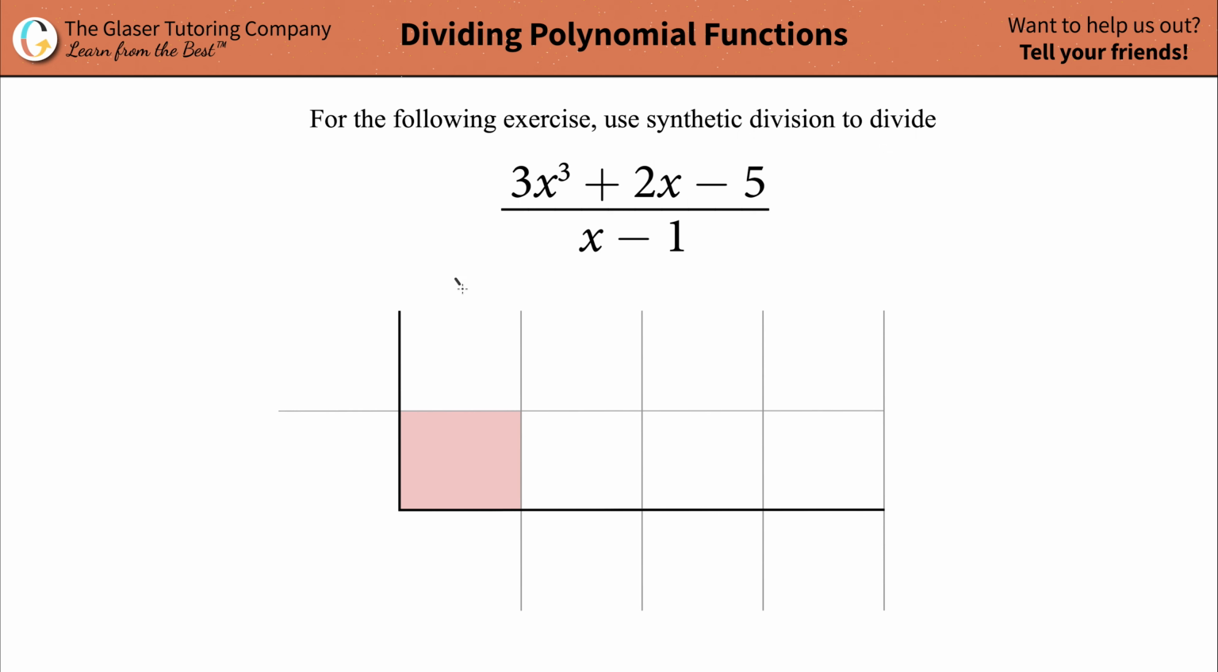Then remember that this represents the coefficient. What's going to go in this box will represent the coefficient of the x cubed term. This will be the x squared term. That's the x term, and that's the constant. So just simply look back. The coefficient of that x cubed is going to be a 3.